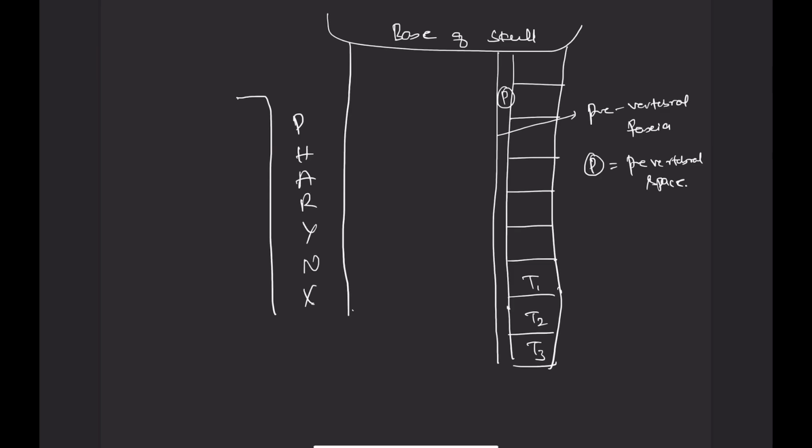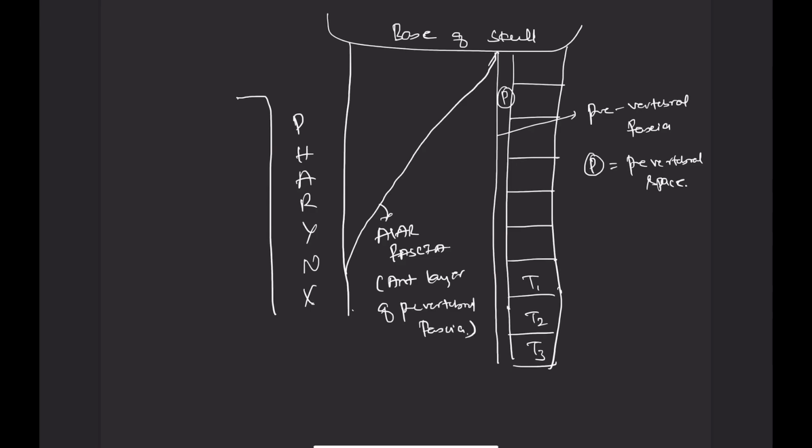From the pretracheal fascia, there is a splitting, which is called the alar fascia. Remember, this is the anterior layer of the prevertebral fascia. It merges with the buccopharyngeal fascia between the C6 to T4 level. This is called the alar fascia. Okay, this is the buccopharyngeal fascia.